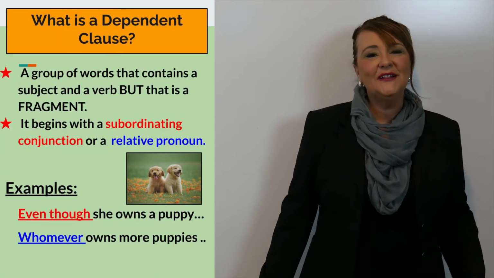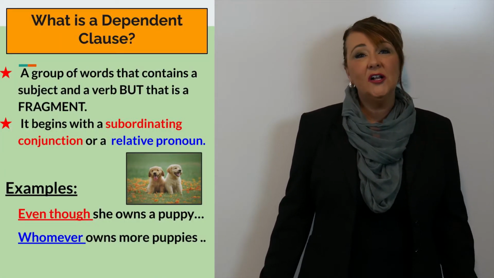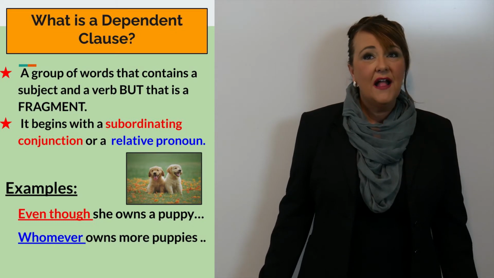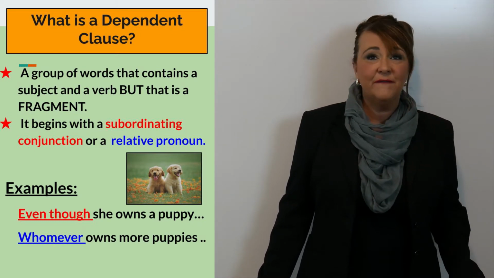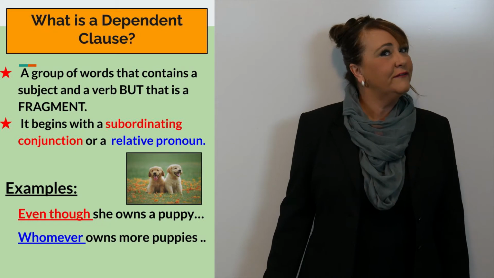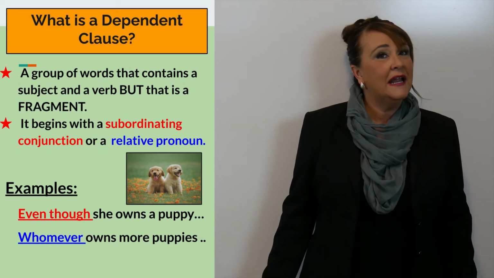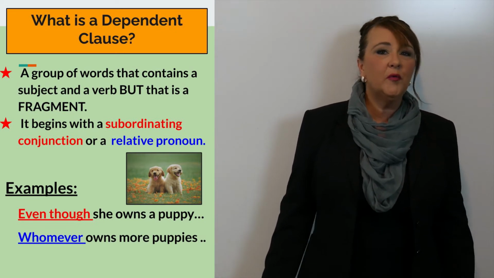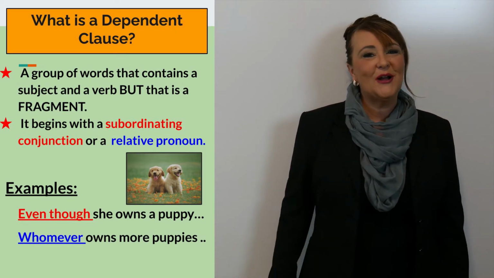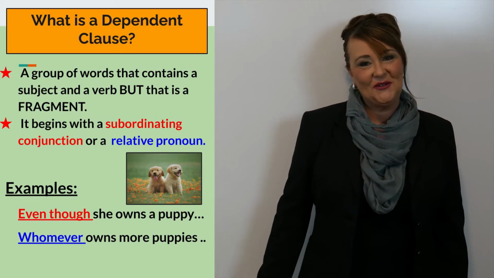So what is a dependent clause? Remember when we talked about dependent clauses being like children? They can't be by themselves. Another way to look at it is that a dependent clause is a group of words that contain a subject and a verb, but it's still a fragment. It begins with a subordinating conjunction or a relative pronoun, which we're going to talk about in another lesson soon.